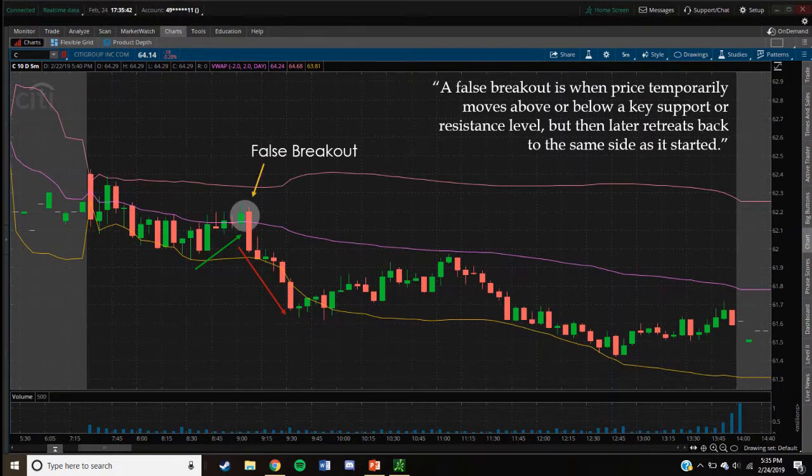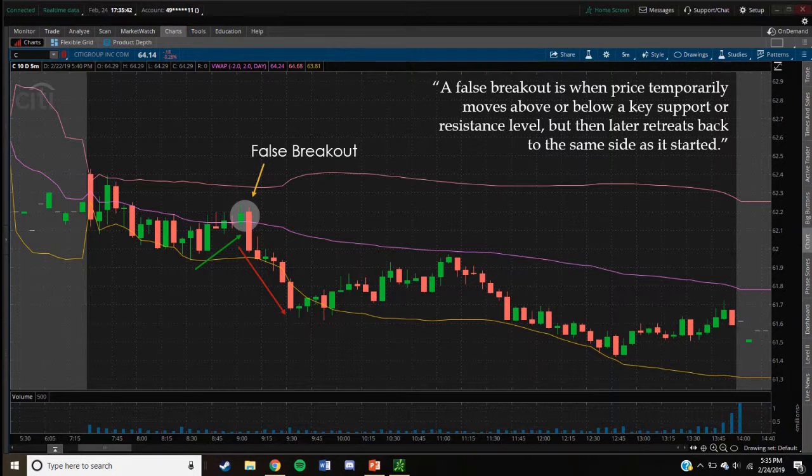Something very important to remember when trading the VWAP, along with any other trading strategy, is to wait for a confirmation. This is to avoid getting caught by a false breakout. A false breakout is when a price temporarily moves above or below a key support or resistance level, but then later retreats back to the same side as it started.